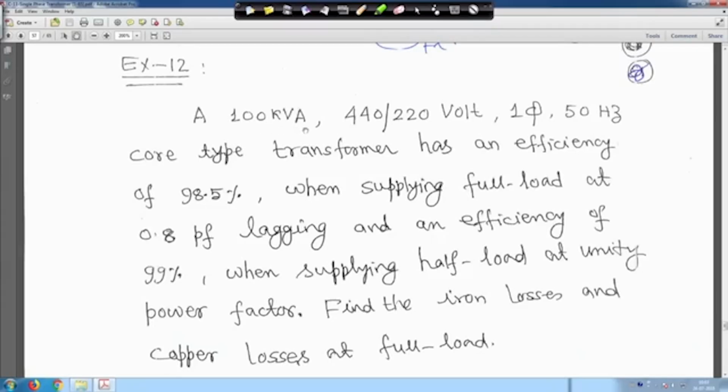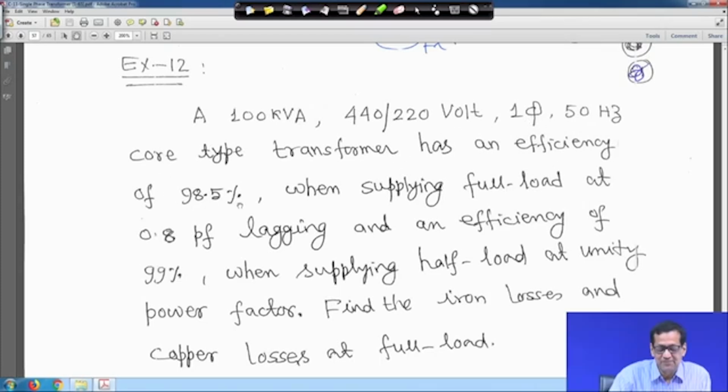Okay. So, next will be another example, another 3 or 4 examples, and with that we will close the single phase transformers. It is given that a 100 kVA 440/220 volt single phase 50 hertz core type transformer has an efficiency of 98.5% when supplying full load at 0.8 power factor lagging, and an efficiency of 99% when supplying half load at unity power factor. Find the iron losses and copper losses at full load.